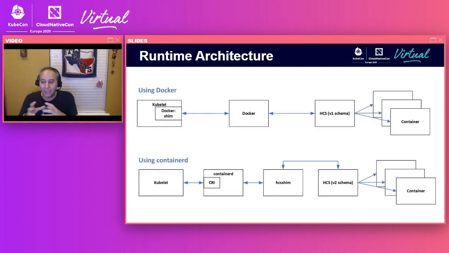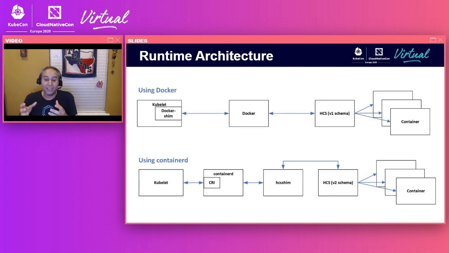Let's take a look at the runtime architecture of Containerd at the high level. The previous architecture using Docker today, it works by having the kubelet with the embedded Docker shim all in one release, calling Docker, which in turn calls HCS version 1 schema, and then it goes down to the container. And HCS is a service that Microsoft started right when they delivered the first release of Windows containers called Host Compute Service. And that basically acts as an overlay or the boundary for connecting to the underlying container engine.